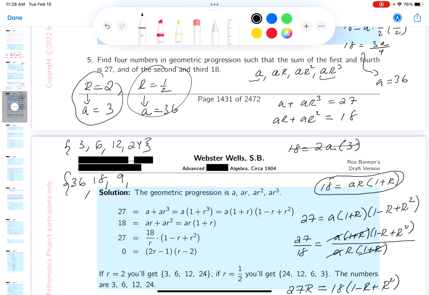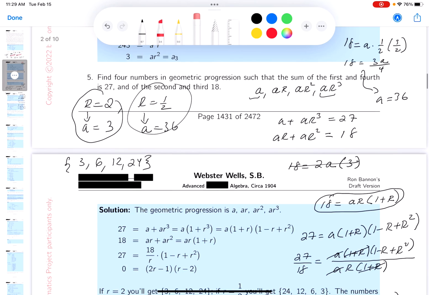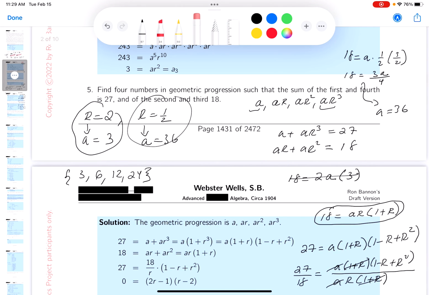I think I made a mistake somewhere in the numbers. I was expecting to see much nicer numbers though. So I'm going to say I made a mistake somewhere. I'm going to erase this. And I'm thinking maybe I made a mistake up here somewhere. Let's see. Yeah, I see it now. It's not 36. It's 24. It's sloppy arithmetic.